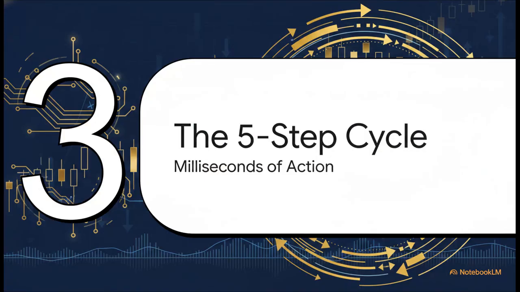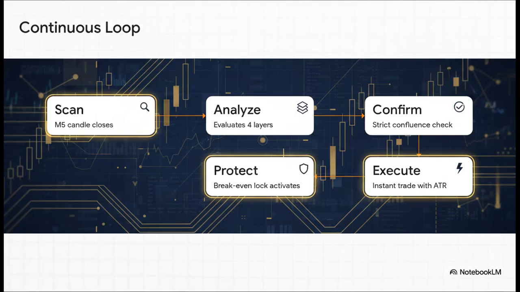All right, Section 3, the 5-step cycle. Milliseconds of action. So how does this strict 4-layer logic actually translate into continuous automatic action on your account? Well, here is the continuous loop that happens every 5 minutes. Step 1, the EA scans the market exactly as the 5-minute candle closes. Step 2, it analyzes those 4 layers we just talked about in literal milliseconds. Step 3, it confirms full confluence. Step 4, it executes instantly using ATR. And Step 5, it immediately applies protection protocols. It does this over and over, all day long.